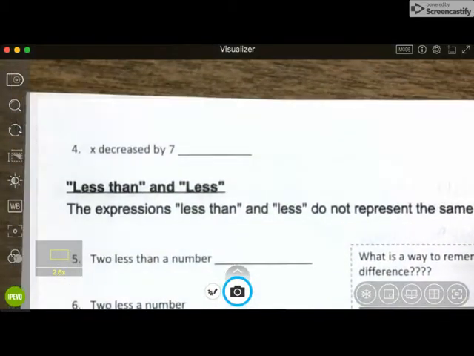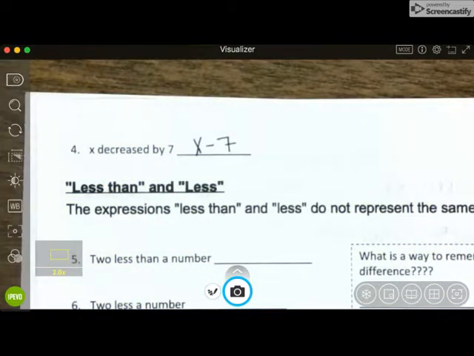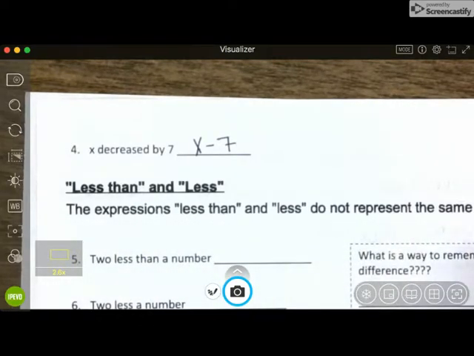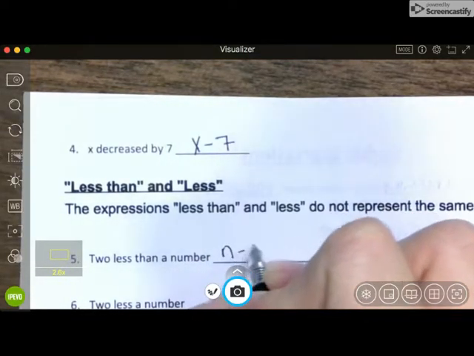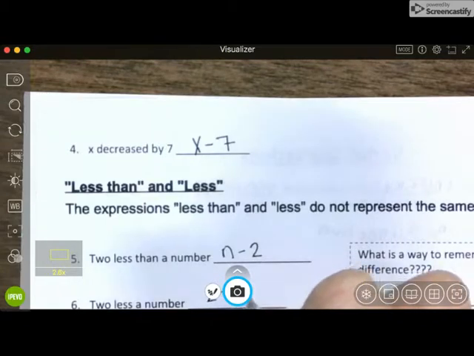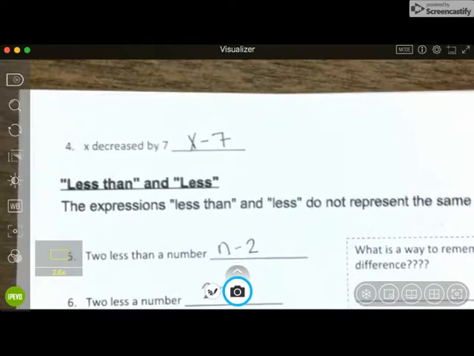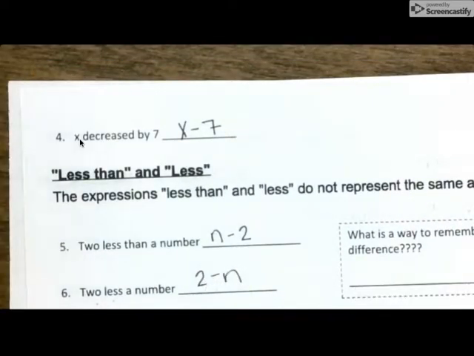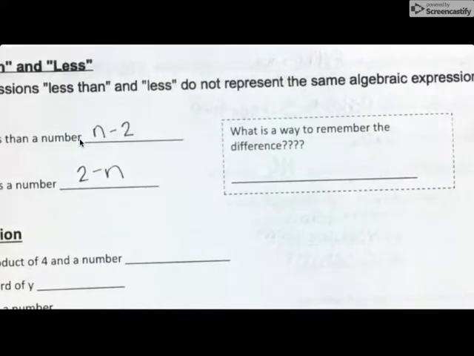So on the second page, we have x decreased by 7. For the next one, it says the expression less than and less do not represent the same algebraic expression. 2 less than a number is that number minus 2, whereas 2 less a number is 2 minus that number. So what's a way that you can think of that would help you with remembering this?